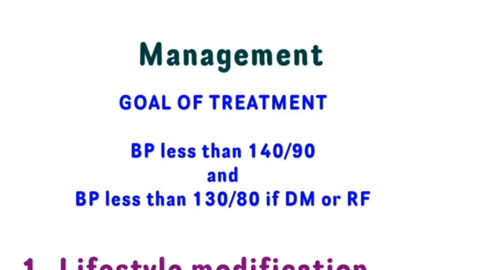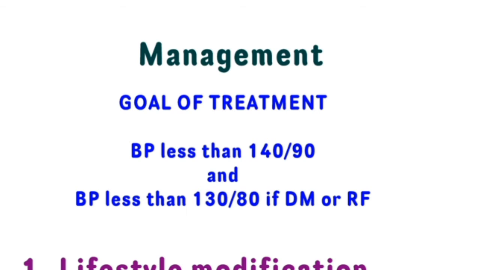So talking about the management, we have a goal set in mind, what we want the condition of the patient to be after we start the treatment or management of hypertension. So our goal will be that if a patient is normal, without any other significant disease apart from the increased blood pressure, that is hypertension, you will have a goal to decrease the blood pressure to 140/90.